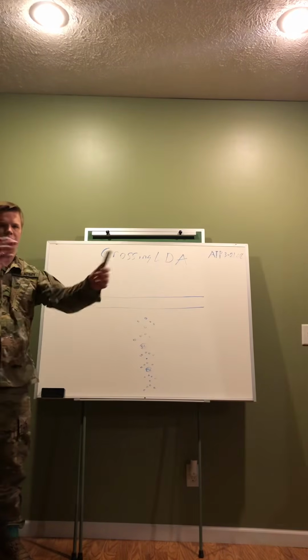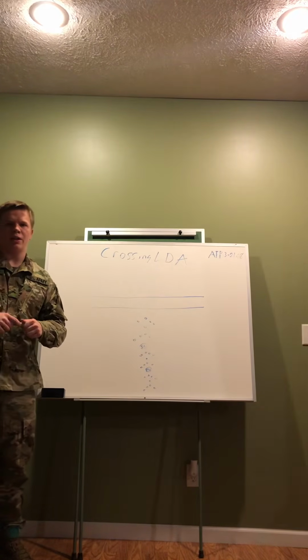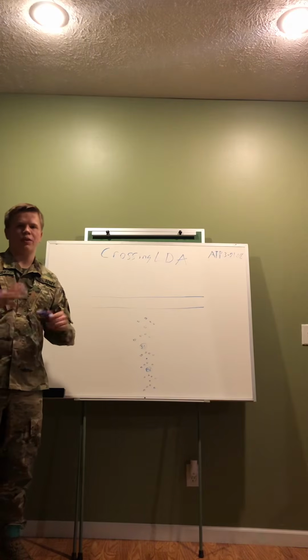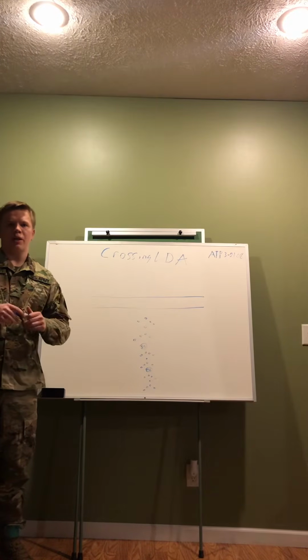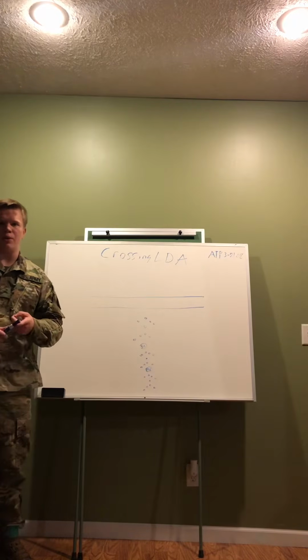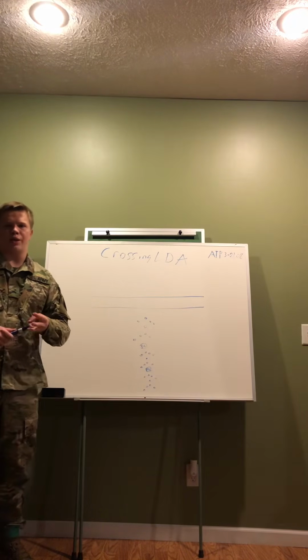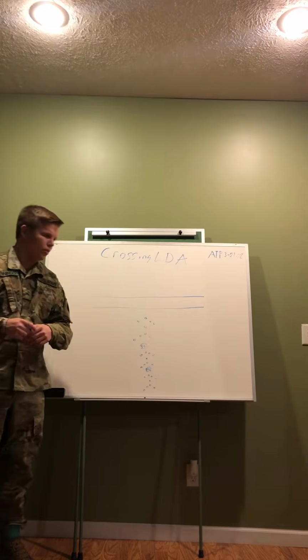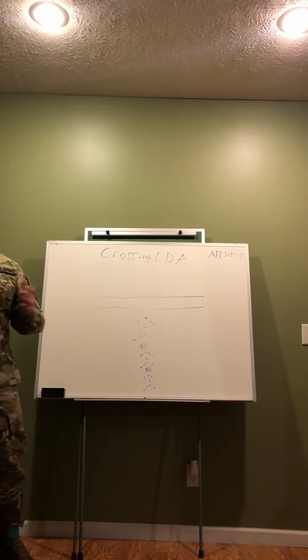So what is an LDA? An LDA is a linear danger area where the platoon's flank is relatively narrow to a select fire. Examples of this would be a road, a street, a trail, or even a stream. So the first thing I want to go over is the wedge.